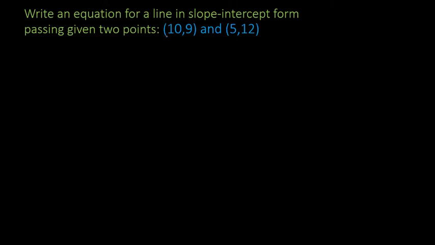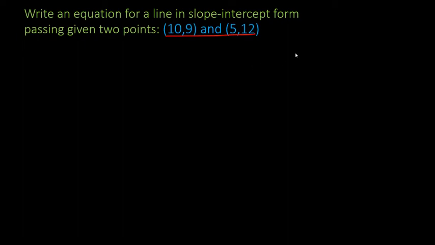So the major takeaway that we want to be able to do is write an equation for a line in slope-intercept form when you're given 2 points. So let's say, for example, you're given the points 10, 9, and 5, 12, and you're asked to write an equation for the line passing through these 2 points.